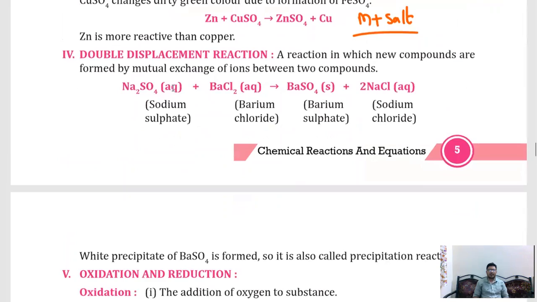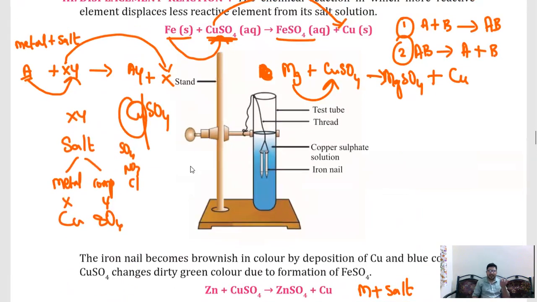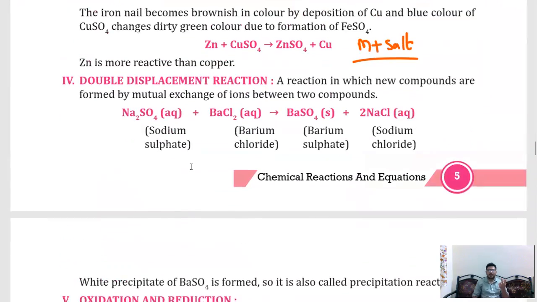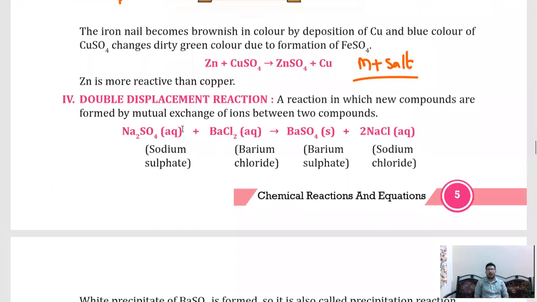Next, double displacement, simple. It is single displacement. If there are two displacements, you can find double displacement. Always double displacements you can find in salts. One salt is combining with a second salt. Of course, you get salt plus salt. Don't get confused. Sodium sulfate is one salt, reacting with barium chloride, which is another salt.